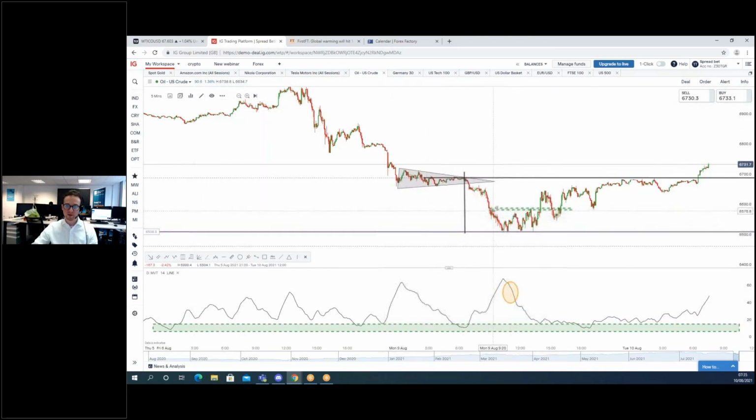And a ranging market is nothing more than a market that is not making new higher highs or higher lows, or is not moving out of its respected support resistance levels, either in trend, price pattern, or in support resistance in general.